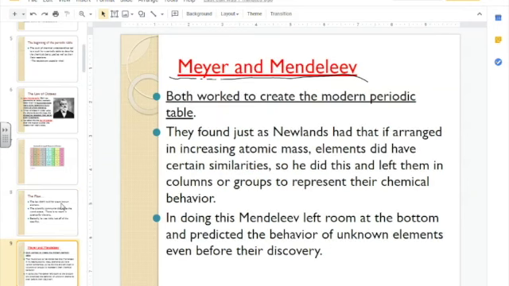Which brings us to a crew called Mayer and Mendeleev. They worked together to create the modern-day periodic table. So they also found that if arranged in increasing atomic mass, the elements did have certain similarities. He did this and left columns or groups to represent their chemical behavior. In doing this, Mendeleev was able to leave room at the bottom and predict behavior of elements they didn't even know about.